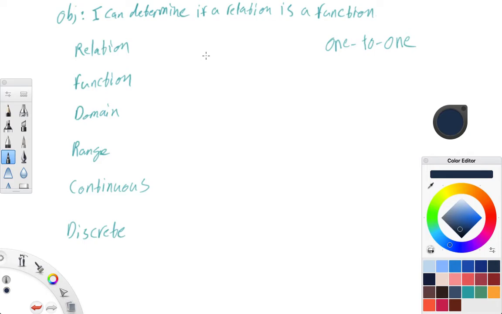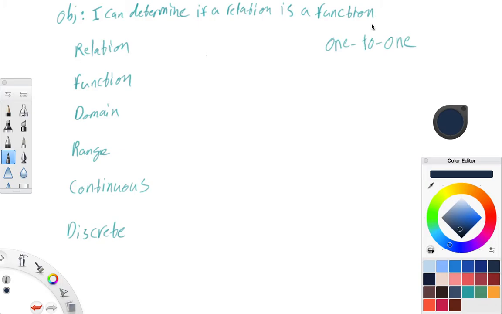Okay, our objective for this video is I can determine if a relation is a function. This is going to be broken up into two, maybe three videos. I'm going to try and do it in two. What we just need to understand is the difference in all of this vocabulary. It's a pretty vocabulary heavy section. We're talking about relations and functions.